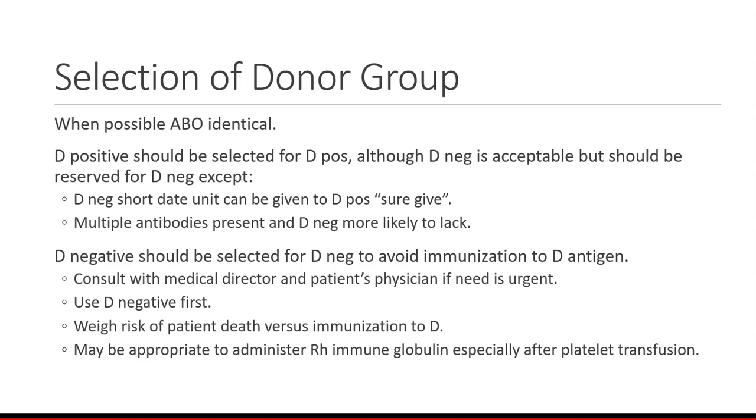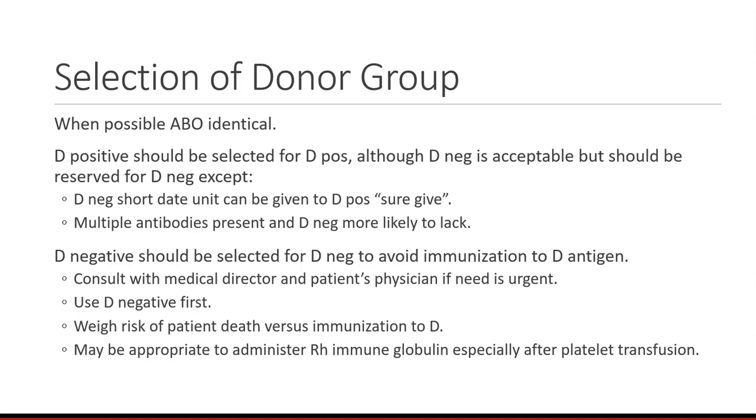D negative should be selected for D negative patients to avoid immunization to the D antigen. Consult with the medical director and patient's physician if the need is urgent. Use D positive first. What you want to do is weigh the risk of patient death versus immunization to D. They can live with being immunized to the D antigen. They cannot live without blood.